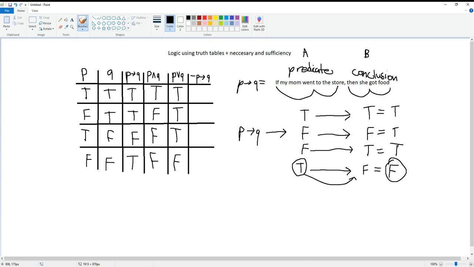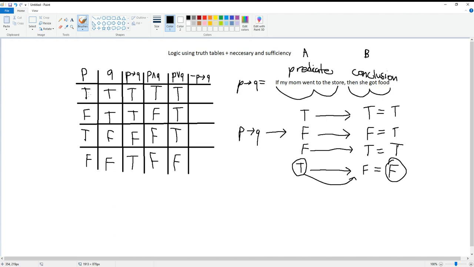Now, here, what happens if we say, is it true or false if the opposite of P happens, then Q happens? This is more confusing logically because it's saying if my mom didn't go to the store, then she got food. It's almost a backwards kind of statement. So what you want to do here is really utilize your logic table. This is where it makes it a lot easier, because all we can do is reverse this.